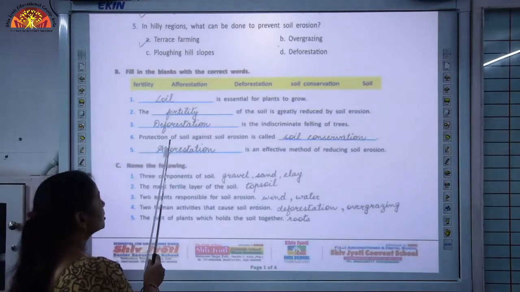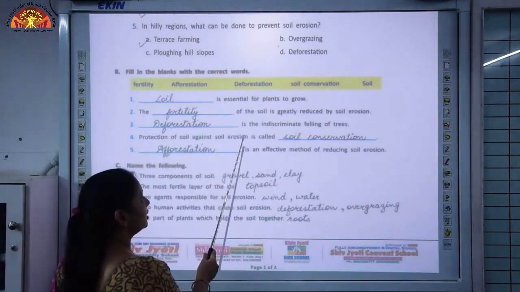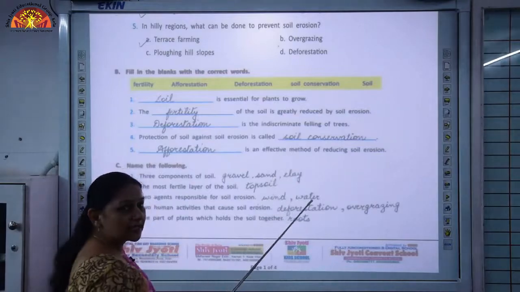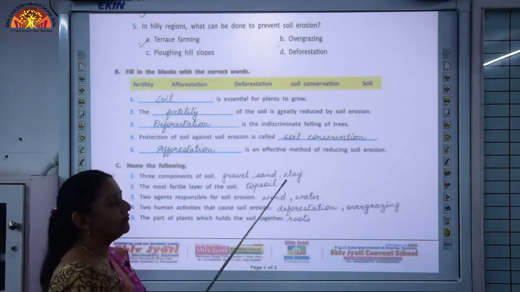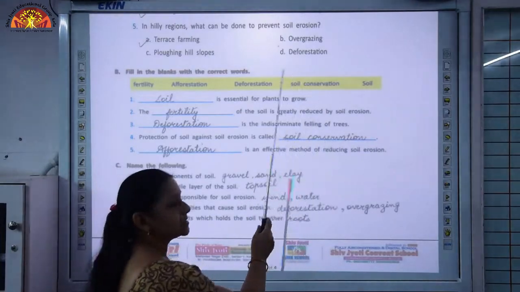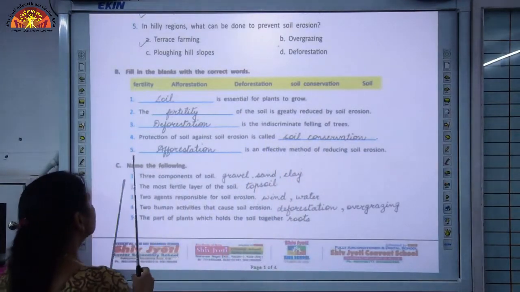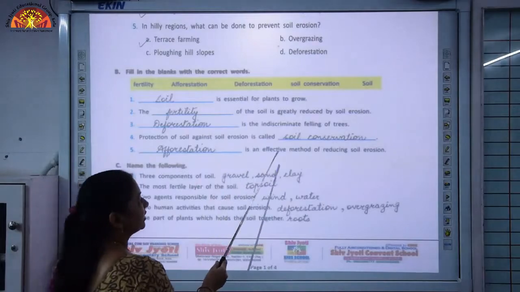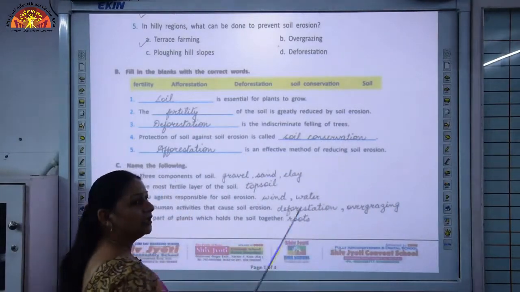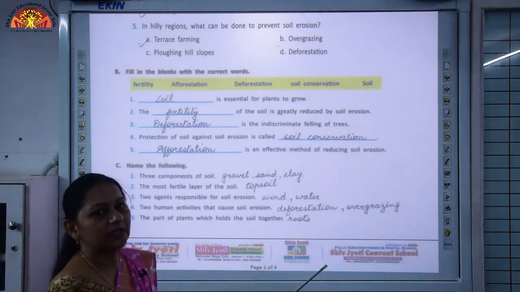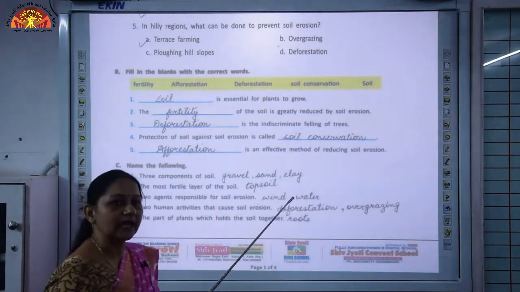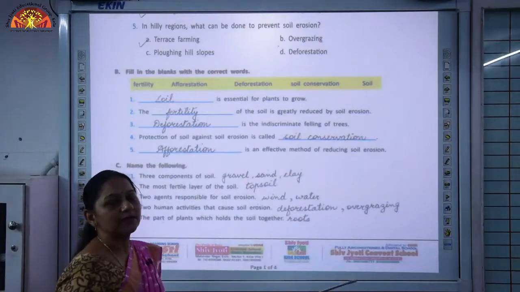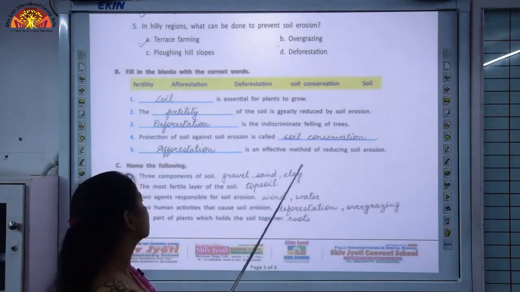Fourth, protection of soil against soil erosion is called dash. If we are preventing the soil from being eroded away, then we call it soil conservation. Fifth one, dash is an effective method of reducing soil erosion. The most effective method to prevent soil erosion is afforestation, and afforestation means growing plants in large numbers.